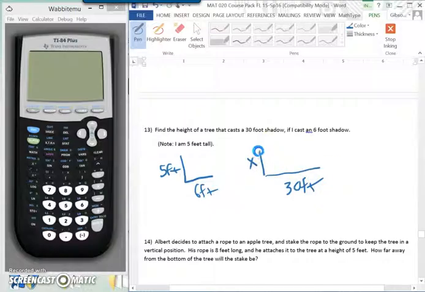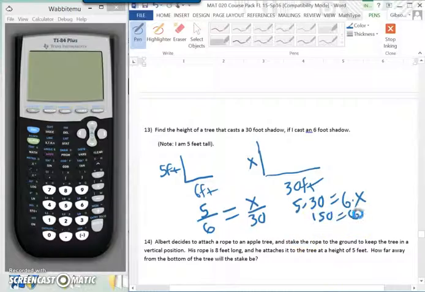So what we're trying to find is the height of the tree. So now we would do this as a proportion. The height of the person divided by the length of the shadow is equal to the height of the tree divided by the length of the shadow. So we would cross multiply. So we have 5 times 30 is equal to 6 times x. 5 times 30 is 150, and that equals 6x. Divide each side by 6, and we will have 25 is equal to x. So it's 25 feet.